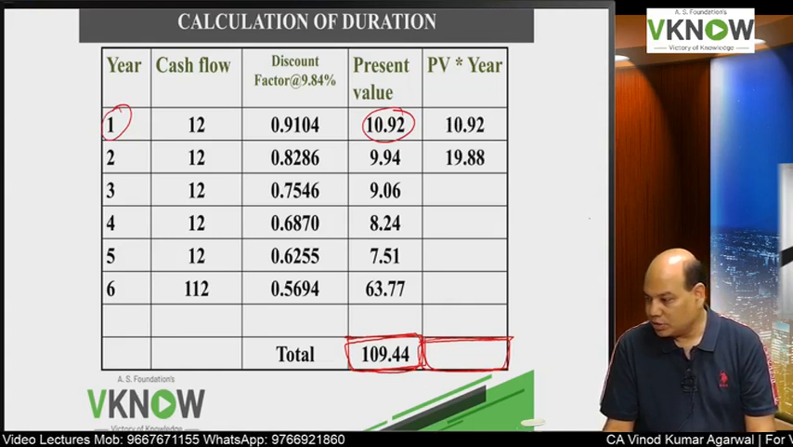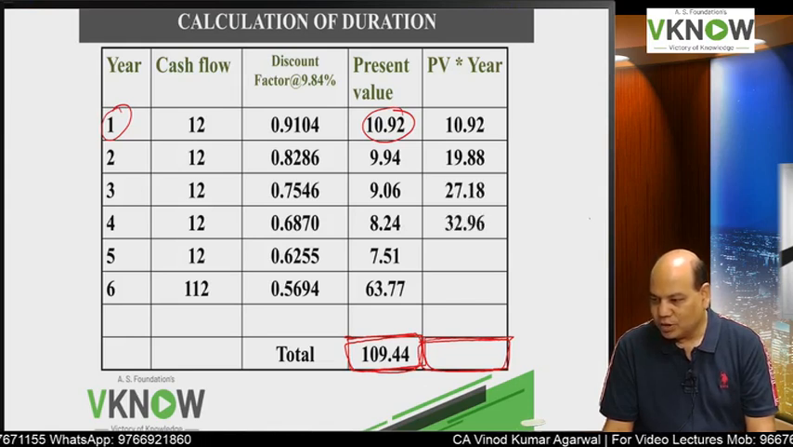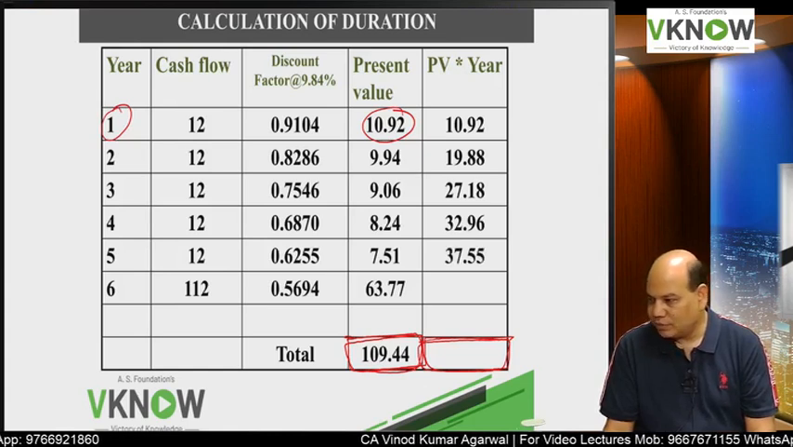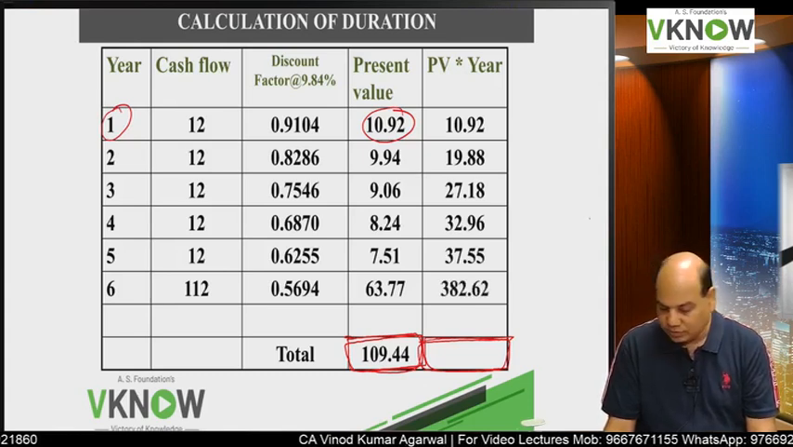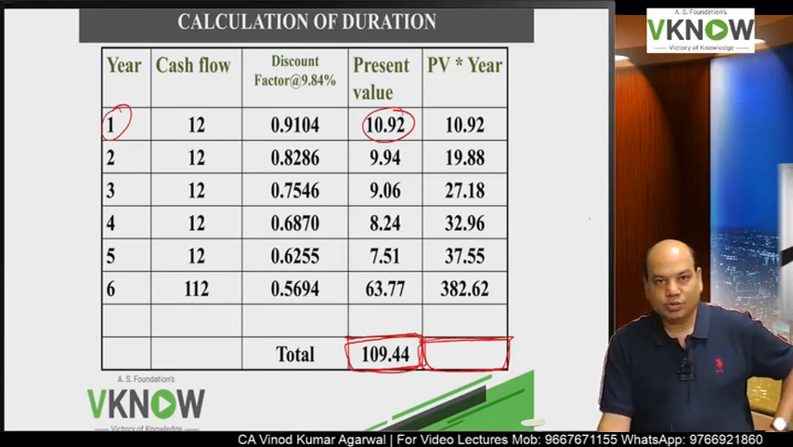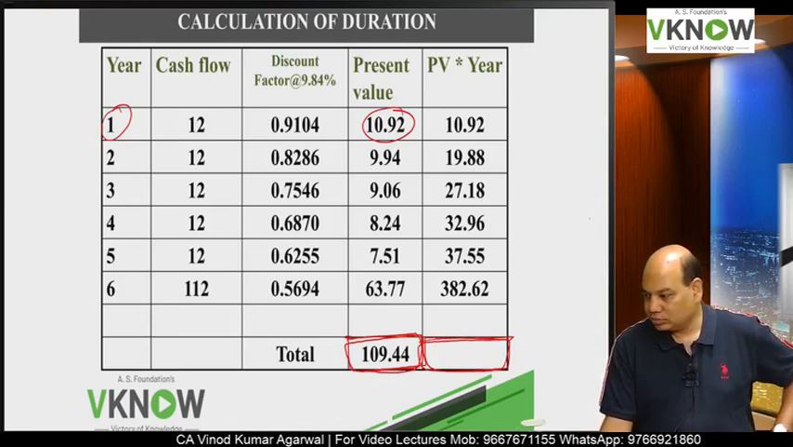Use the memory plus function, 1 into 10.92, 2 into 9.94, 3 into 9.06 memory plus, 4 into 8.24 equal to memory plus 32.96, 5 into 7.51 memory plus, 6 into 63.77 equal to memory plus 382.62.